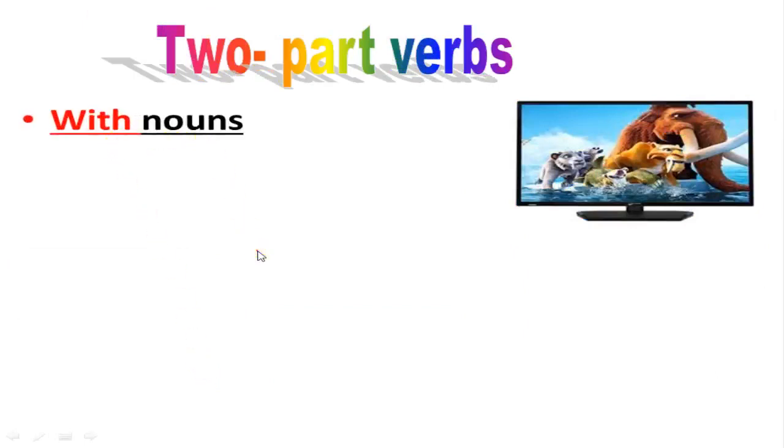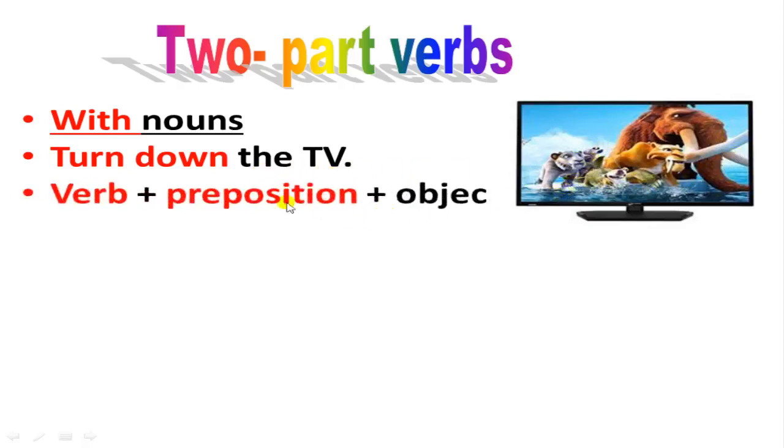With nouns. Turn down the TV. Turn down the television. Make the volume less. So here we have turn, verb, down, preposition, the TV, object. The TV, object. Object, O-B-J-E-C-T.